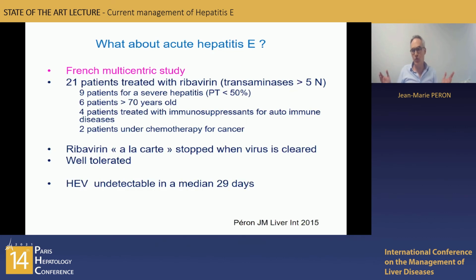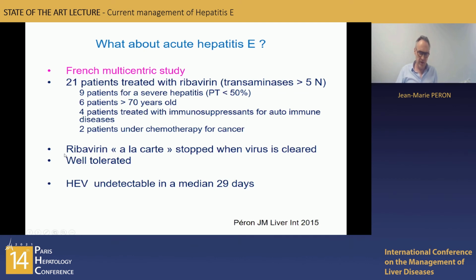Now, what about acute hepatitis E? There's less data, but we had this French study where we treated 21 patients with ribavirin. This was acute hepatitis E with elevated transaminases. Patients were treated because they had severe hepatitis or were older patients, and some patients were on immunosuppressants with an acute hepatitis E.